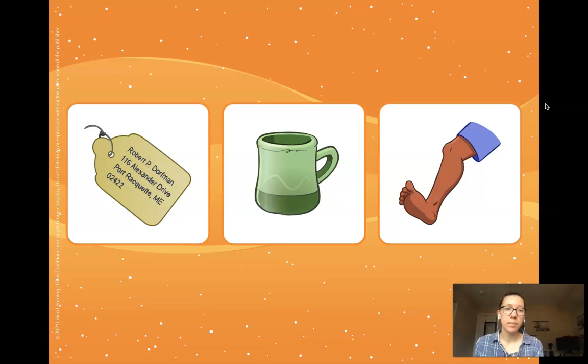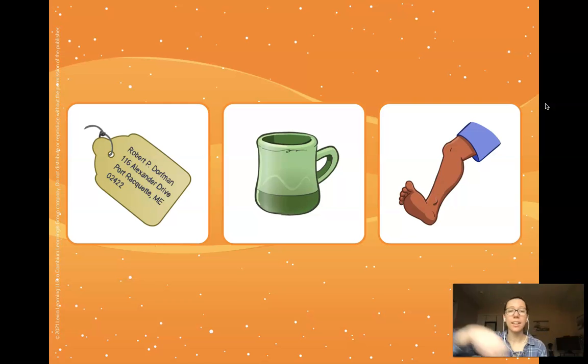Let's start here. So we have a tag, a mug, and a leg. These three words all have the same ending sound. That means they have different beginning and middle sounds, but the ending sound is the same. So let's listen all the way through the word to the very end for each of these and figure out what ending sound they all have in common.